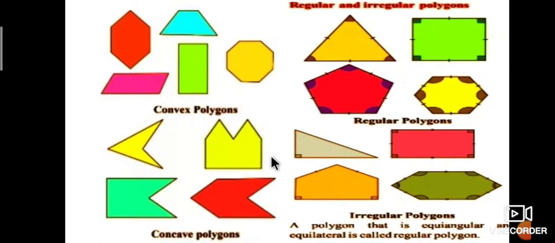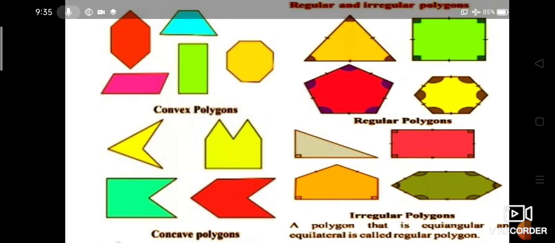Observe that one. Next one is the types of polygons. Take it down, students. Types of polygons. First one is convex polygons. These are all convex polygons: trapezium, hexagon, parallelogram, rectangle, pentagon. These are all called convex polygons.